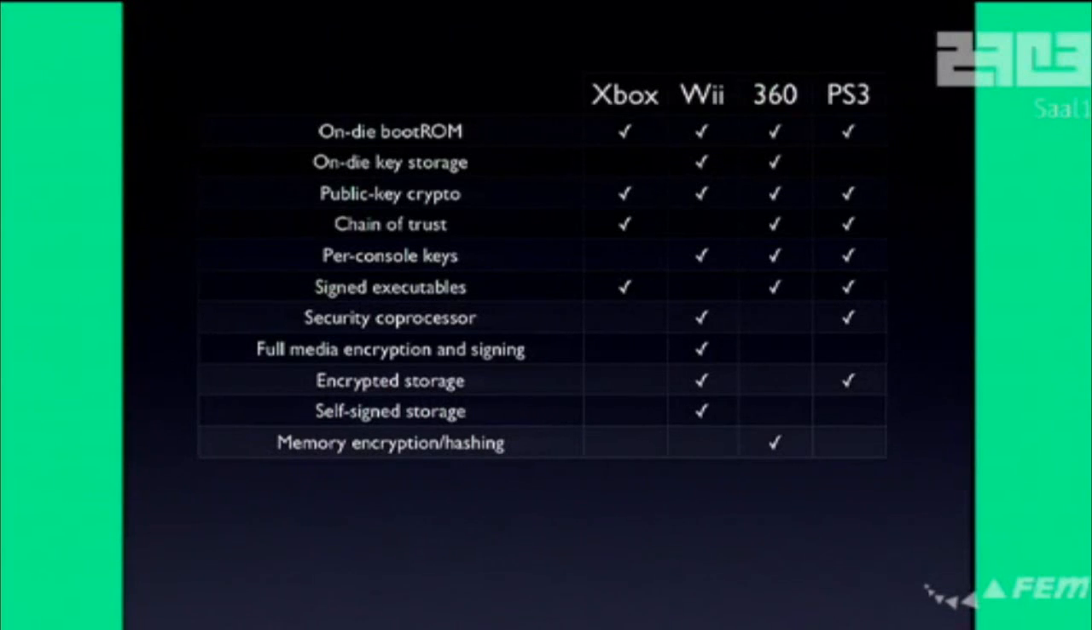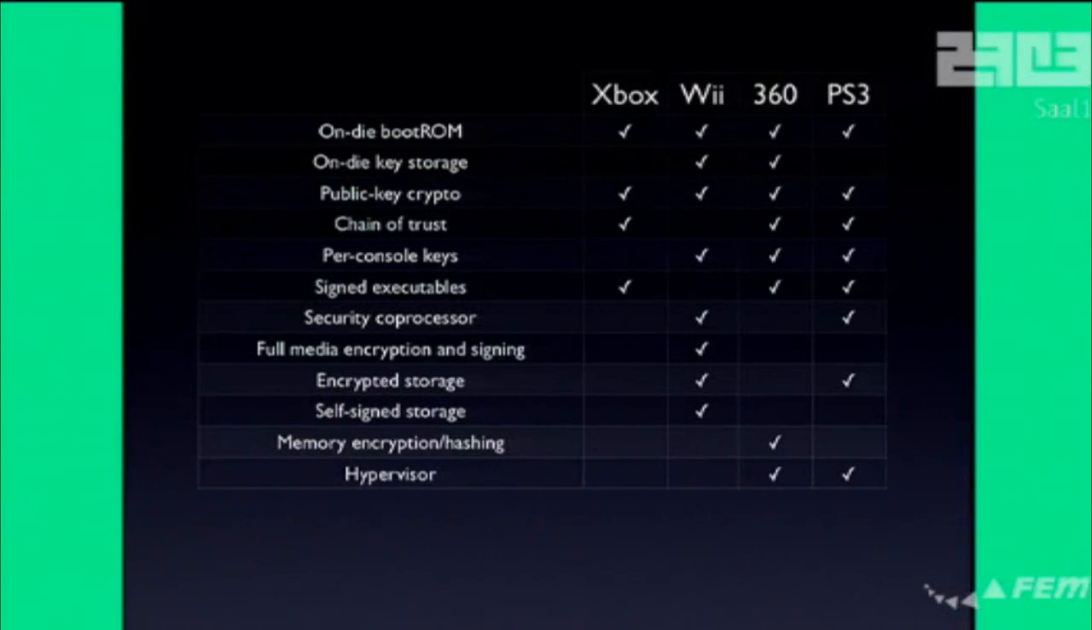The 360 does memory encryption, which none of the other consoles do, and it also does memory hashing. So you can't tap a memory bus or glitch something in the protected areas of memory. You can't DMA to them. It basically prevents a whole bunch of hardware-based and DMA-based memory attacks.